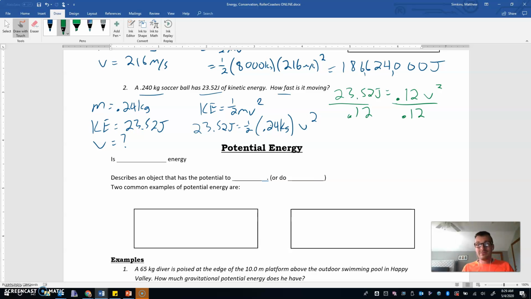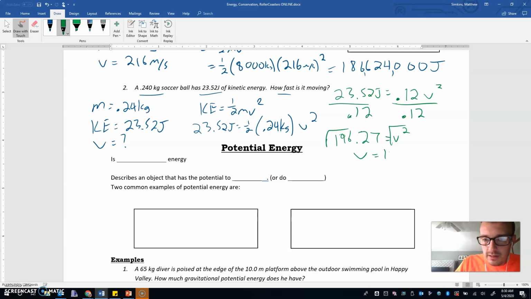The first thing you want to do is get the v squared by itself. That means you have to divide both sides by 0.12. If you do that, you get 196.27 equals v squared, and then the final algebra step is to take the square root of both sides. We get a nice even 14.